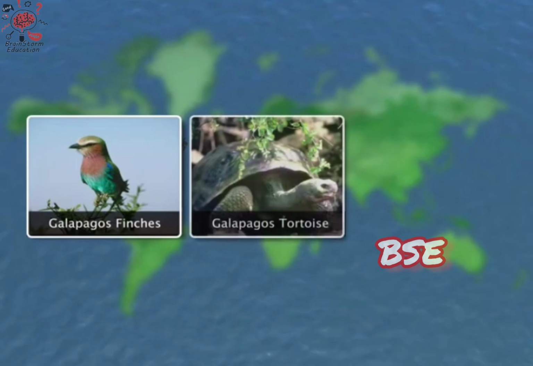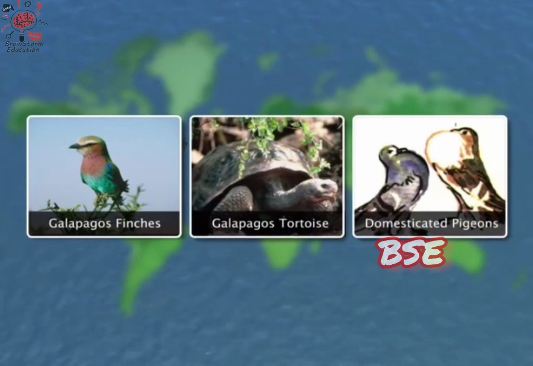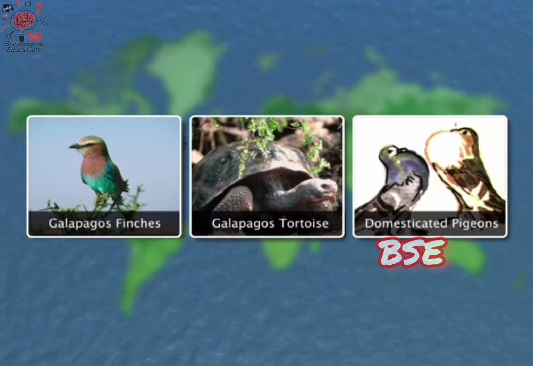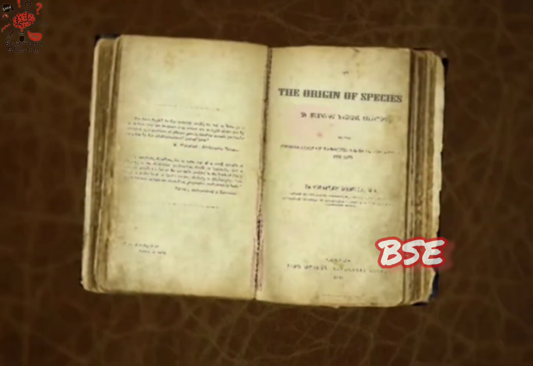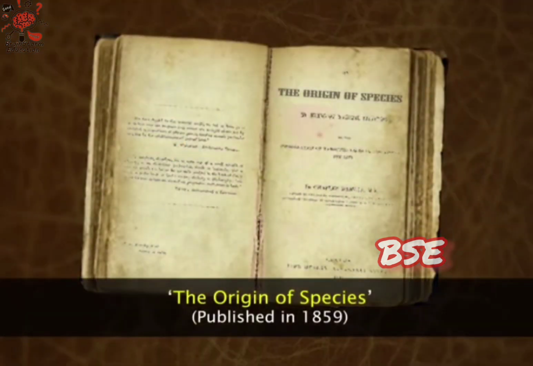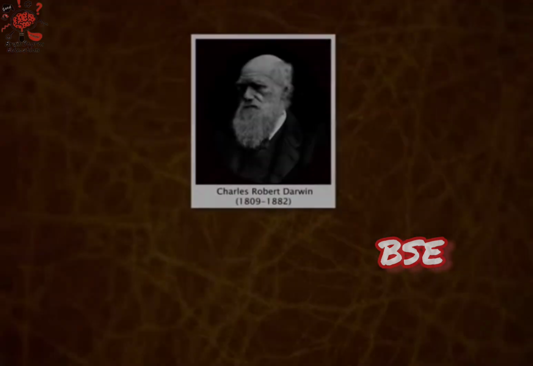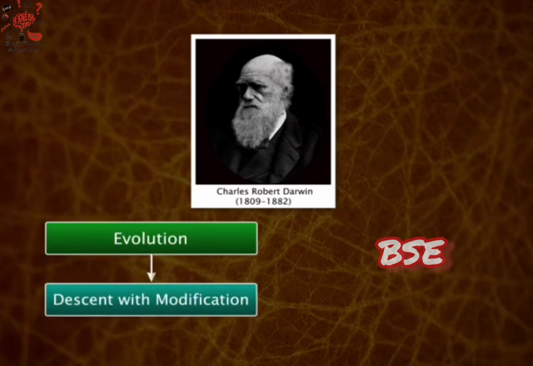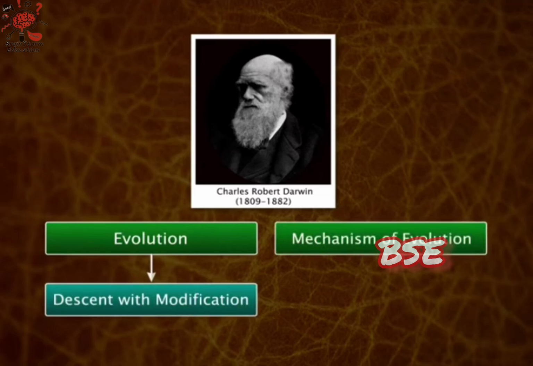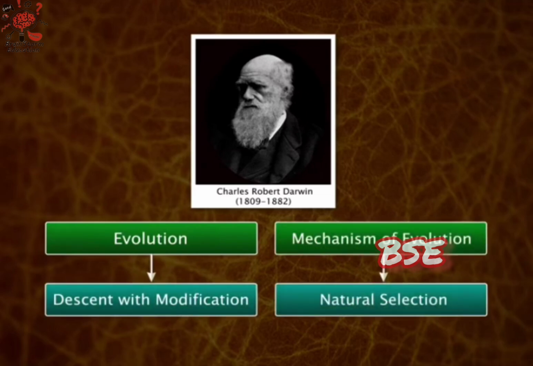Darwin collected and studied different plants and animals from various geographic locations. This formed the basis of his theory of evolution by natural selection. Darwin published his work in his book, The Origin of Species. According to Darwin, evolution is descent with modification, and the process responsible for evolution is natural selection.